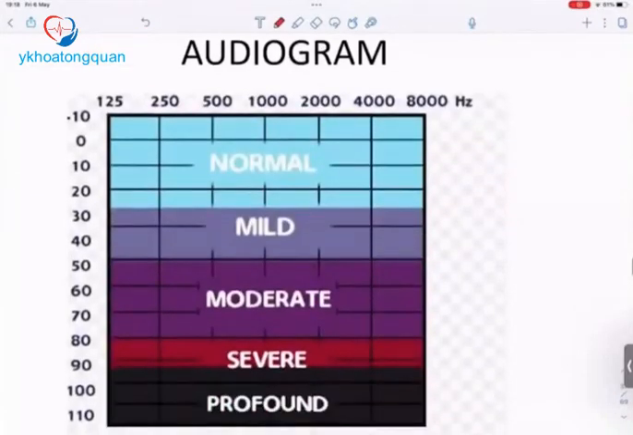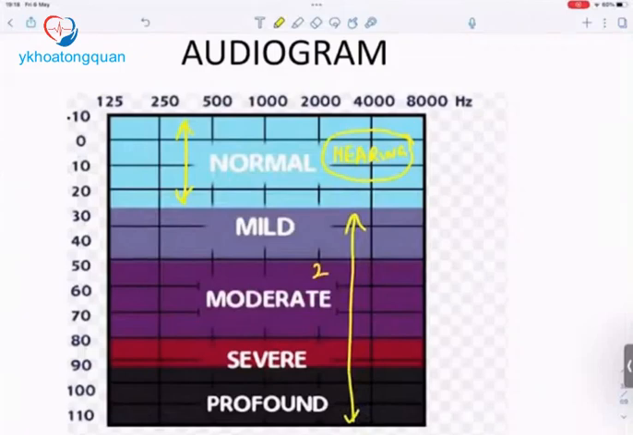This is the audiogram. Now, your hearing should be in this zone, the sea blue color. If your hearing test result is coming in this zone, this is normal hearing. But if your hearing test result is coming in this second zone, this is the hearing loss zone. Hearing loss. The first one is normal hearing, the sea blue color.